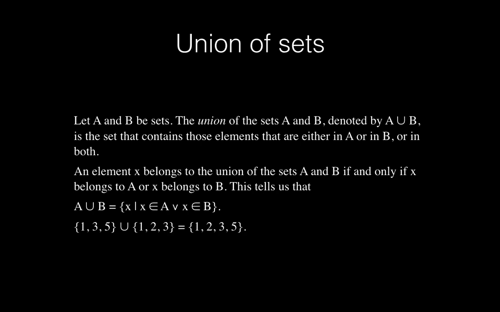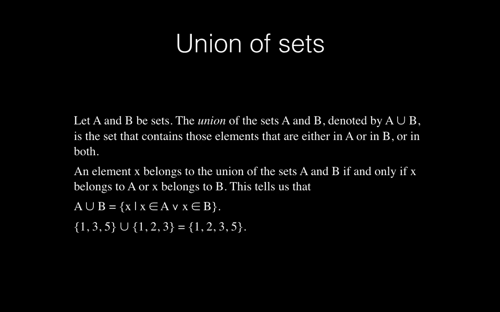This tells us that A union B equals {x | x ∈ A or x ∈ B}. So this right here is the set builder notation for the sets. So that says that A union B equals the set of X such that X belongs to A, and this upside down caret symbol denotes the word OR, so X belongs to A or X belongs to B.